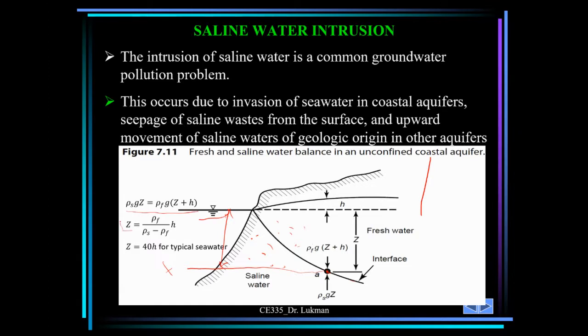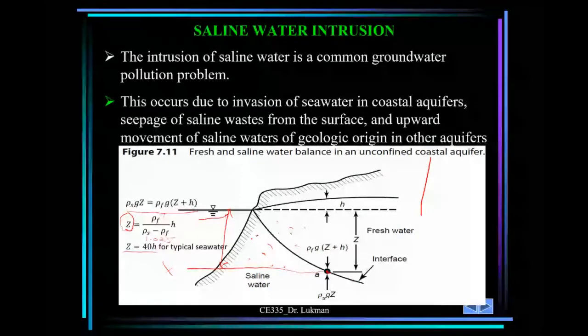So making Z the subject of the formula here, we have Z equal to rho F, F for fresh water, S for saline water, over rho S minus rho F, times H. And when you substitute, let's say for fresh water, 1 gram per centimeter cube, for saline water, 1.025, we'll have Z equal to 40H for typical seawater, meaning that the depth to saline water in a coastal aquifer is about 40 times the height of the water table above the sea level, which is H.